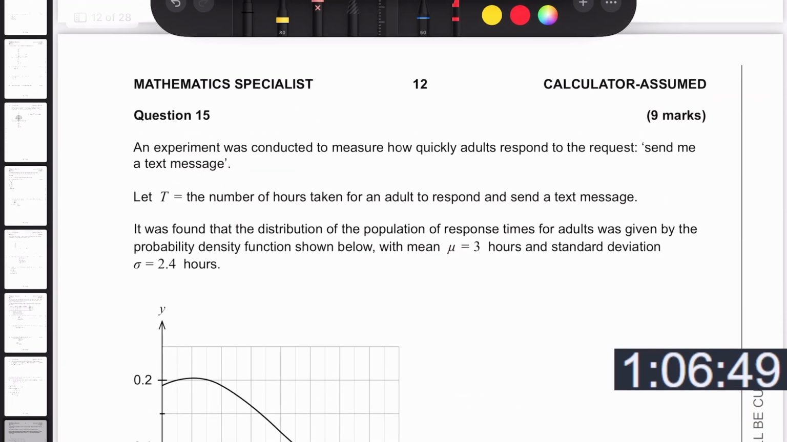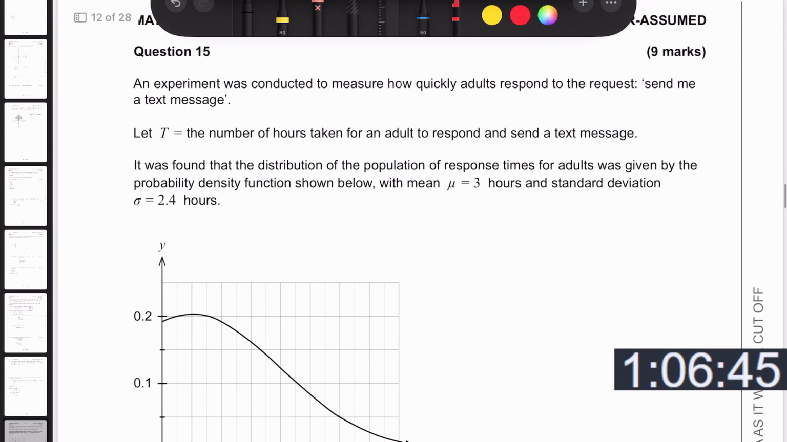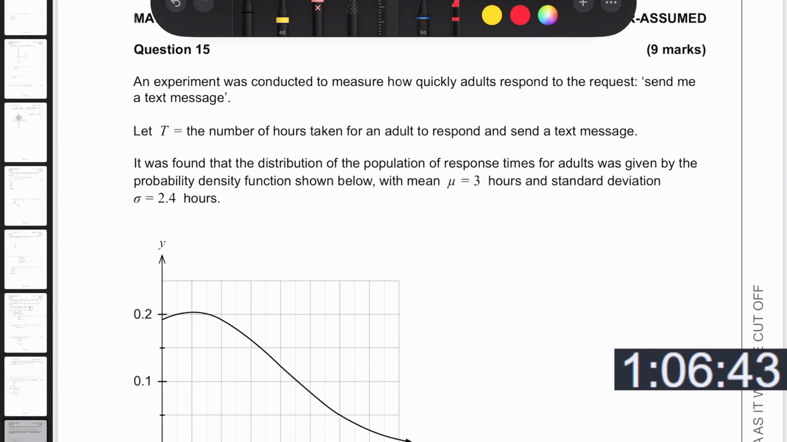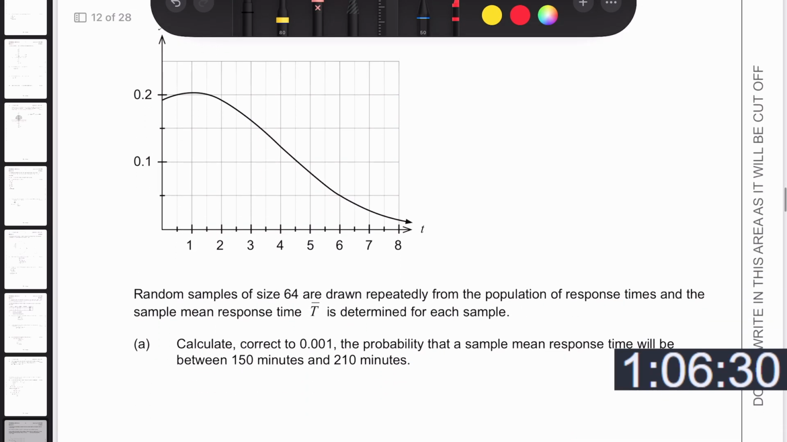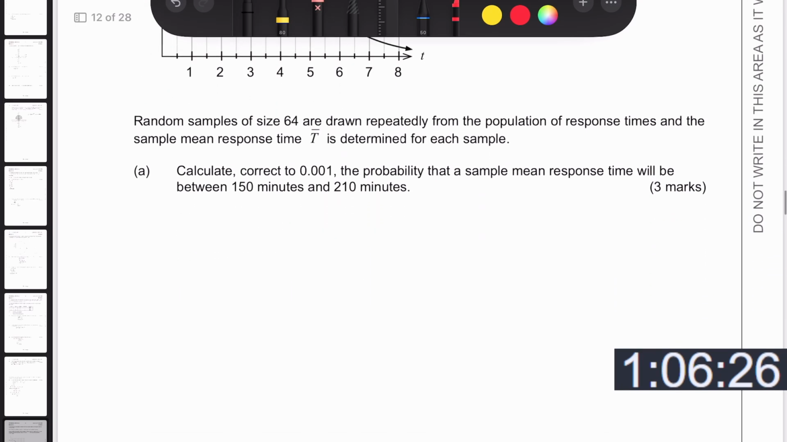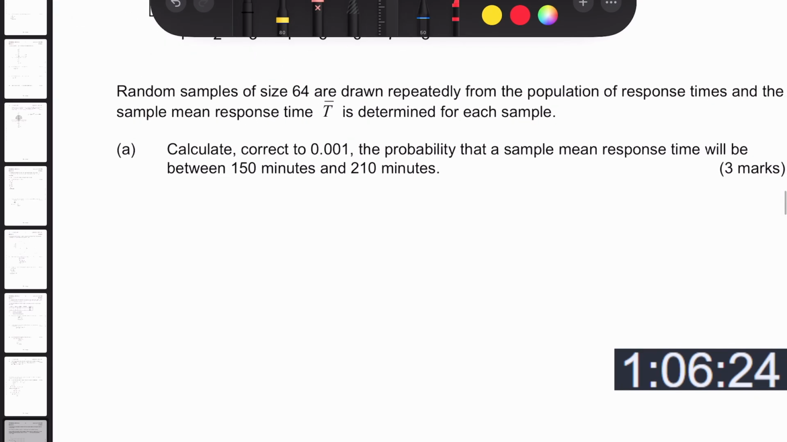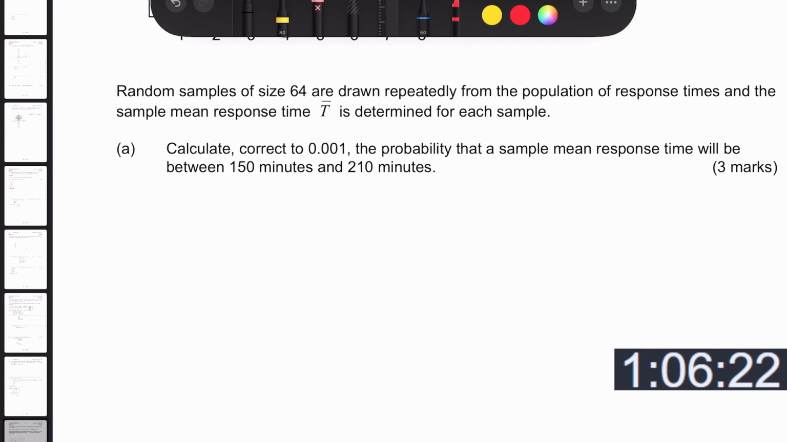An experiment was conducted to measure how quickly adults respond to requests sent in a text message. T denotes the number of hours taken for an adult to respond to a text message. The population response time has a mean of 3 and a standard deviation of 24. Random samples of 64 were drawn repeatedly, and the sample mean was determined for each sample. Find the probability that the sample mean response time is between the two given values.